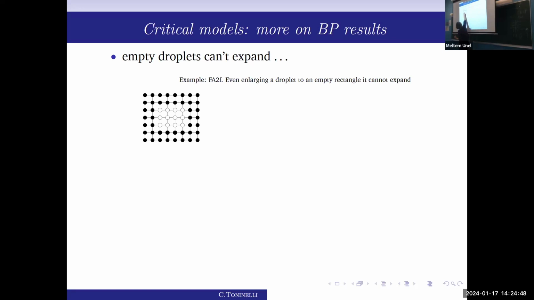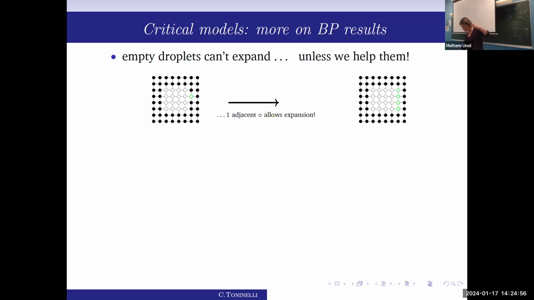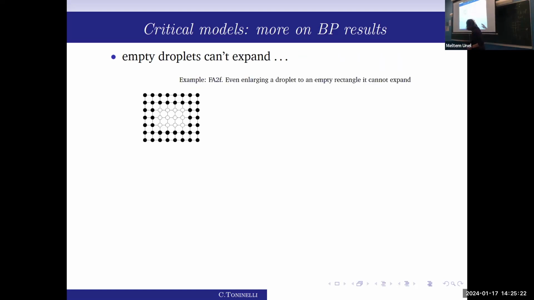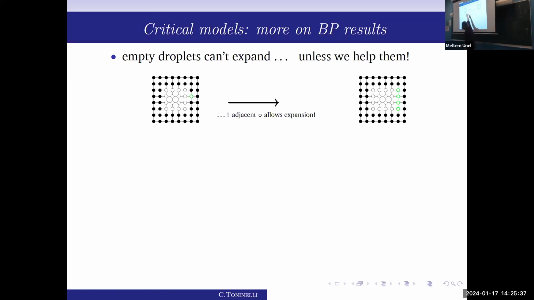You see, you start from a completely empty region. Okay, I cannot expand because you see this region of empty sites is trapped by the presence of all these filled sites around. I cannot expand it. But the point is that it's sufficient to add for this FA2F rule a single empty site, this green one added here, in order to be able to sequentially empty the next column.